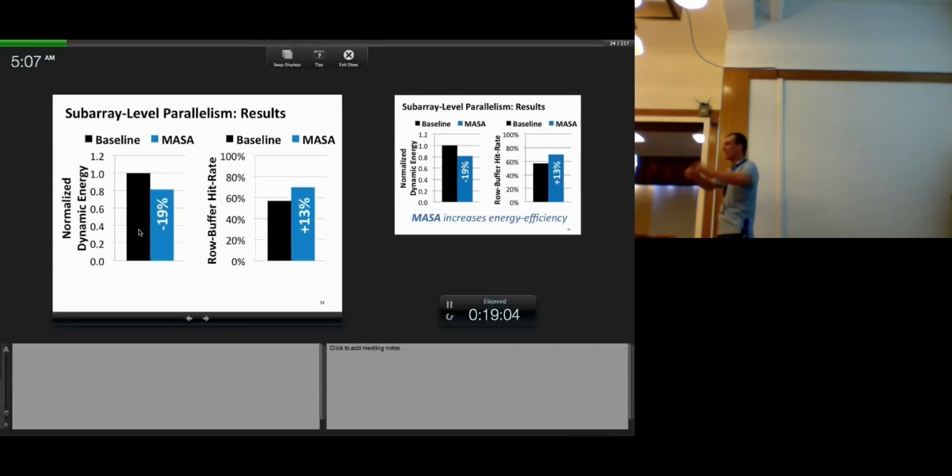Because you can take advantage of these multiple row buffers. Instead of trashing the row buffer, closing it and opening it because you get a bank conflict, you can serve from multiple different row buffers. Not at the same time, you have to switch using the designated bit latch, but you can serve from them, you can keep them open.